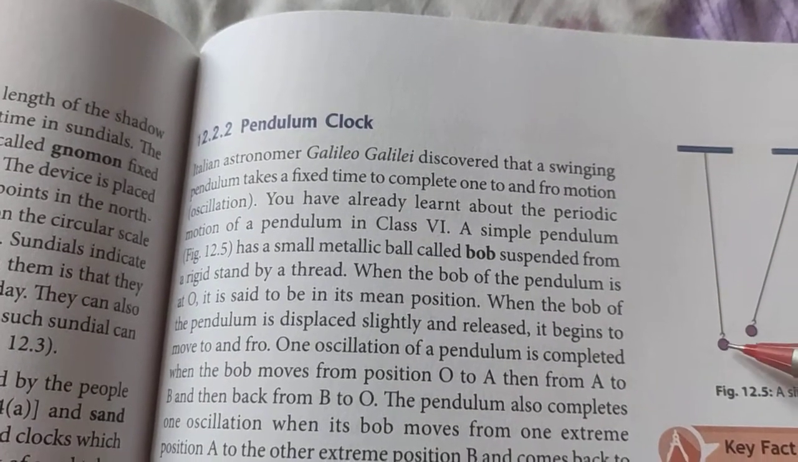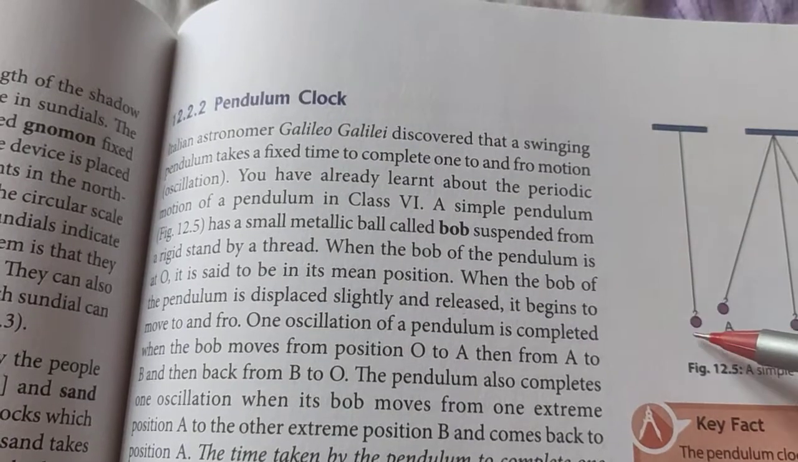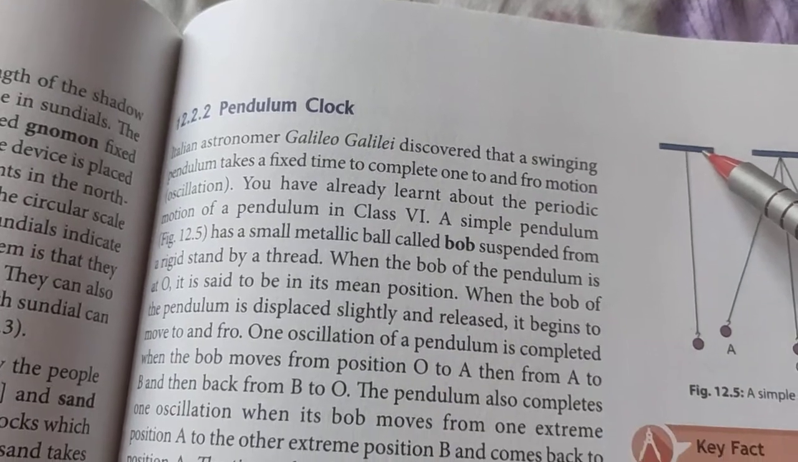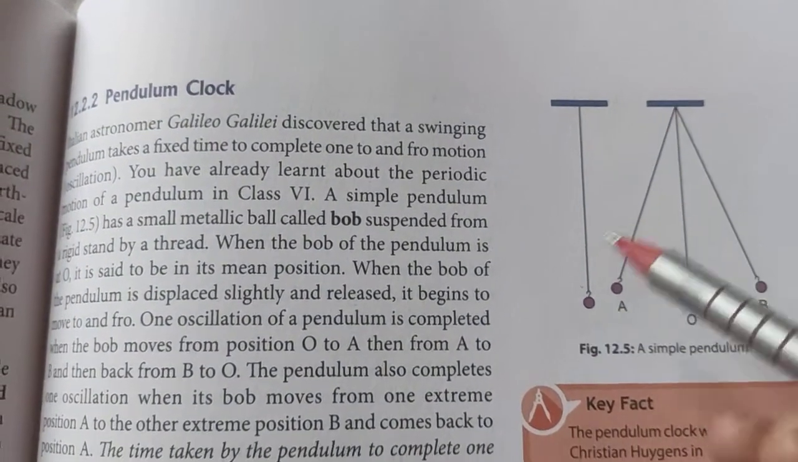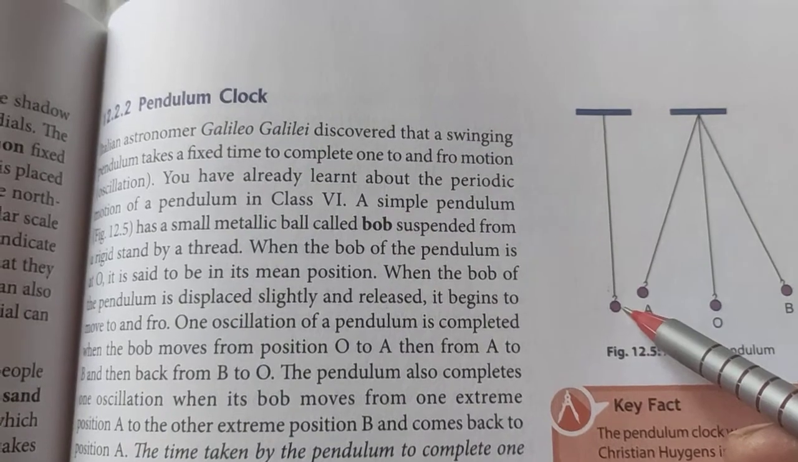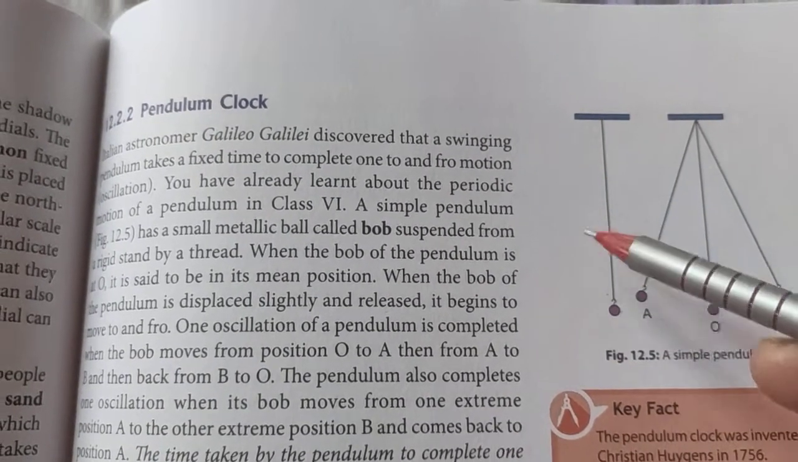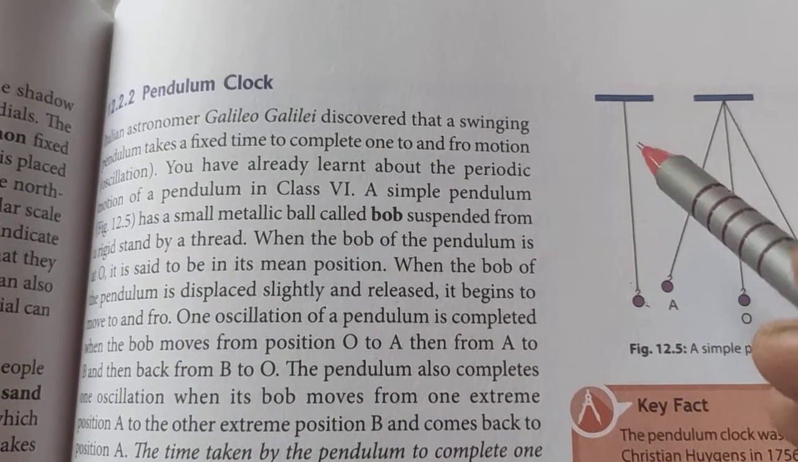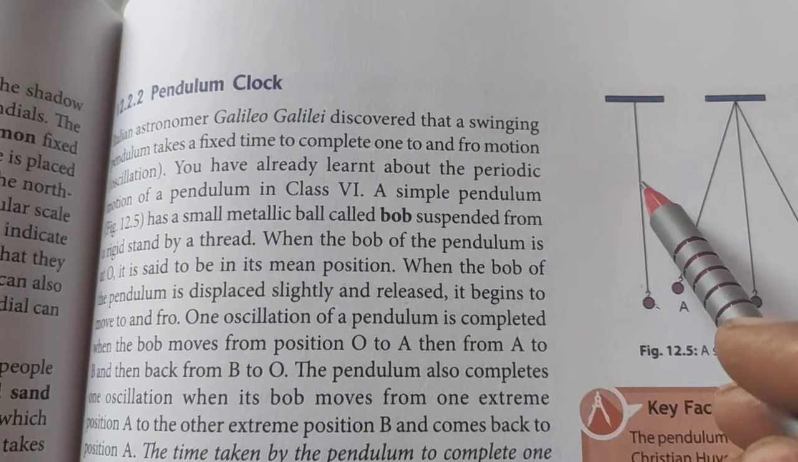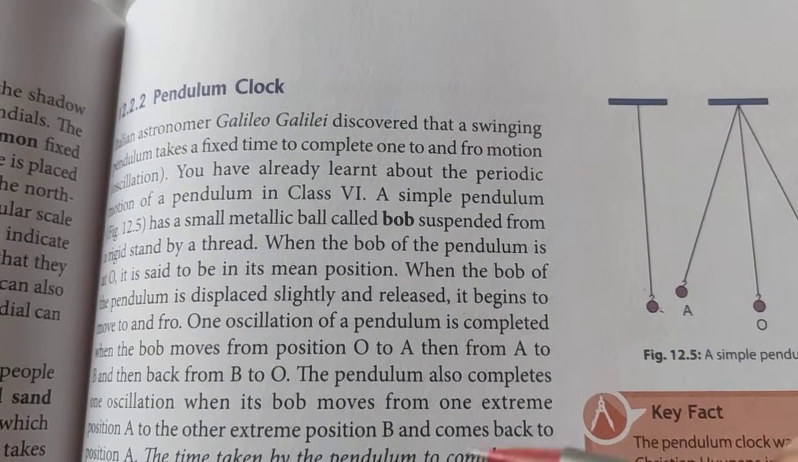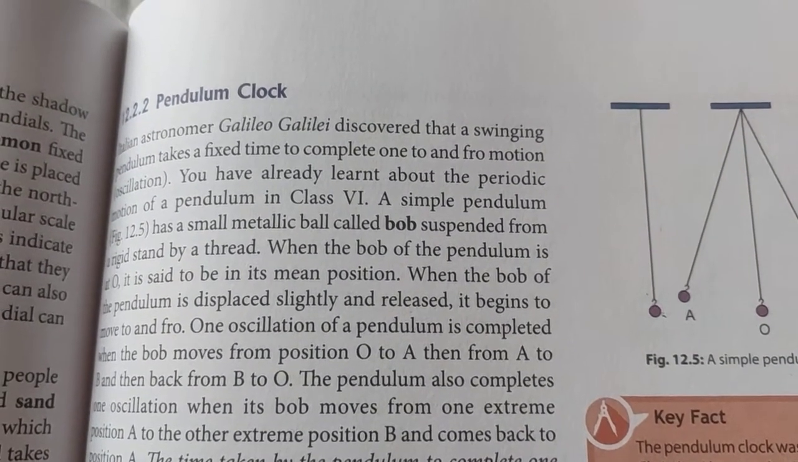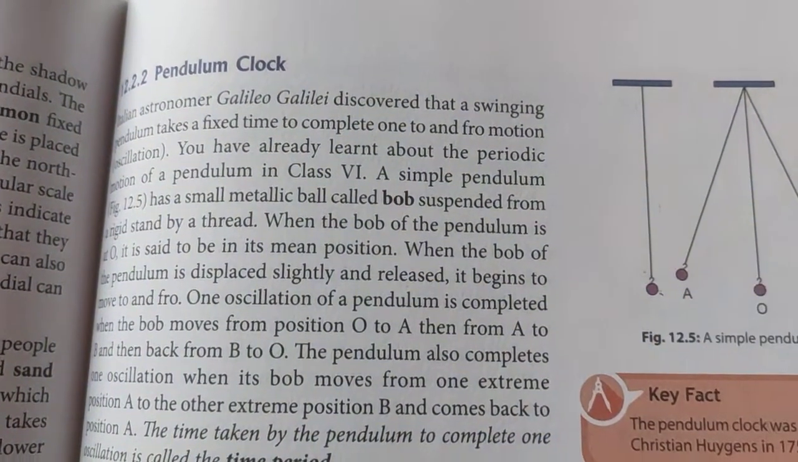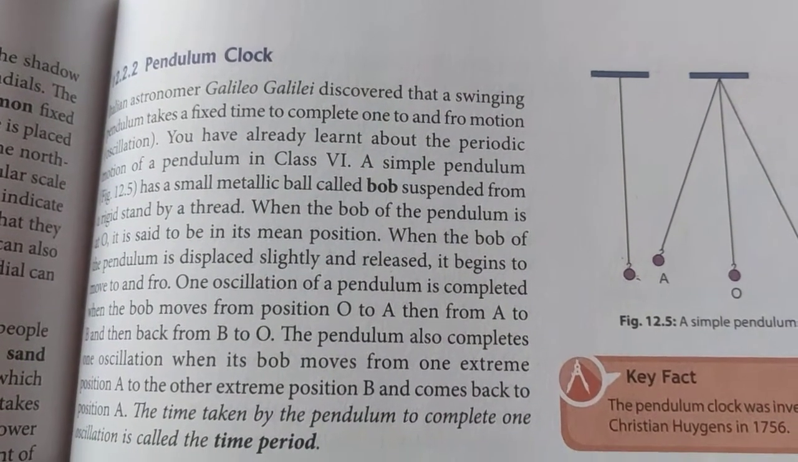A pendulum is a metal ball which is attached to a stiff string, and that string is freely suspended from any point. This metal ball is known as the bob, and the string which we are using to hold the bob should be very stiff and strong. It should not be a very thin string, or a very delicate type of thread. It should be very stiff and rigid.